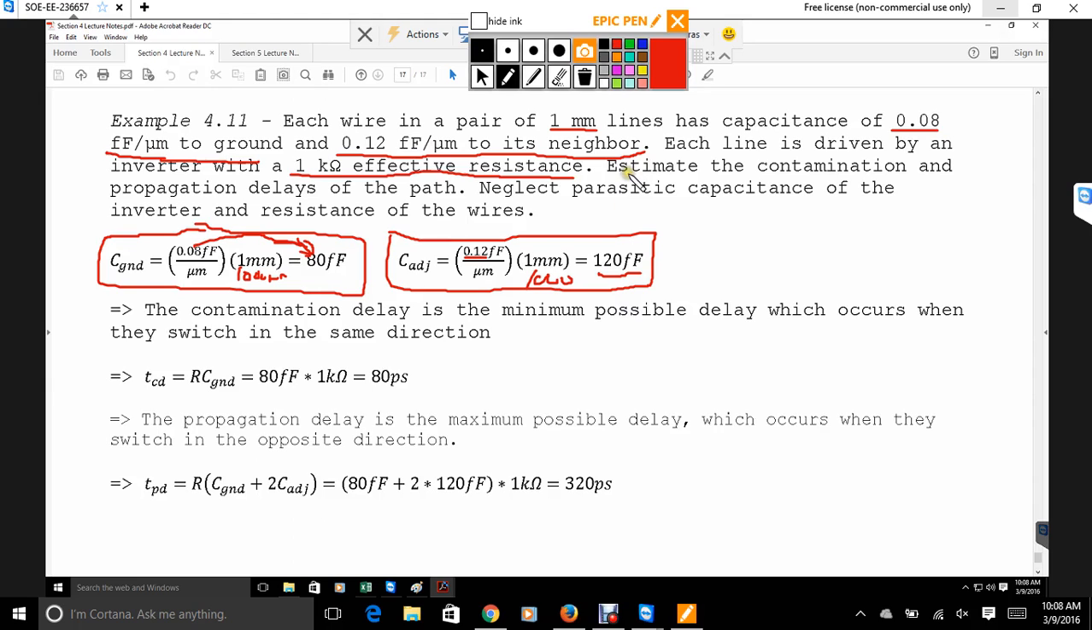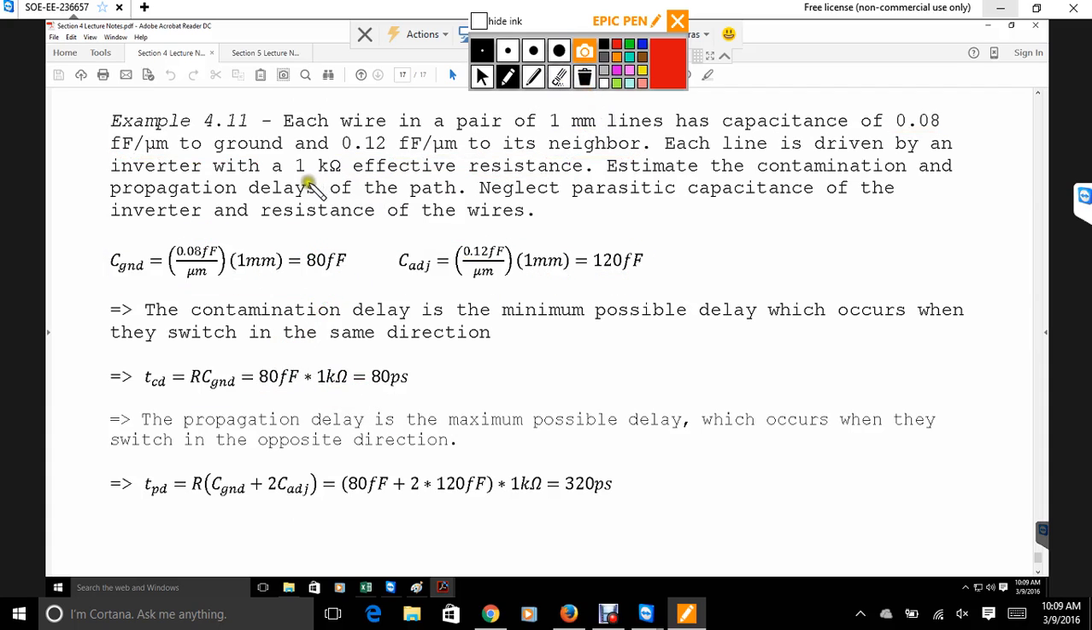And so here's how we're combining concepts. The contamination delay is what happens when they switch in the same direction, right? So the Miller coupling factor is going to be 0 in this case, so it's just going to become RC. So we have 80 femtofarads, because that's the ground capacitance, times 1 kilo ohm, which we get from the effective resistance in the statement, right? So these are what happen when they're in the same direction.